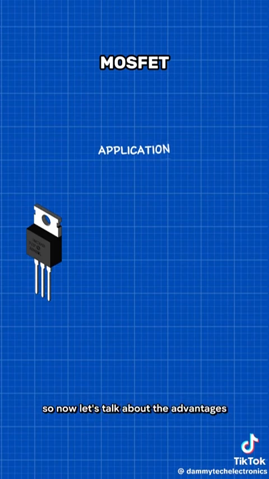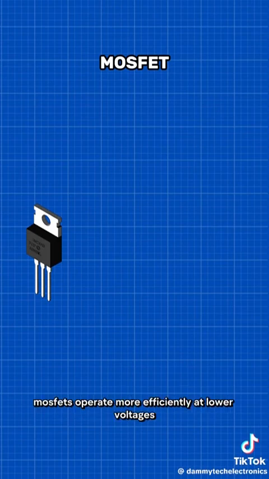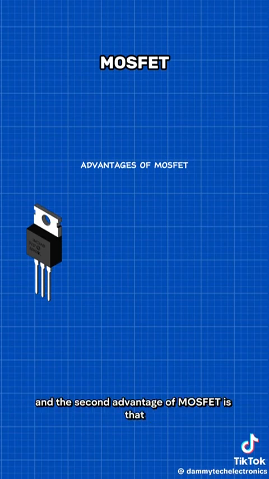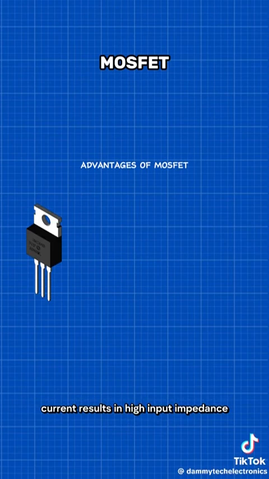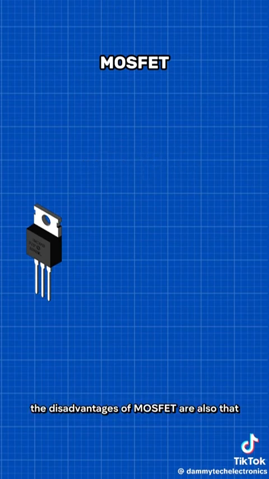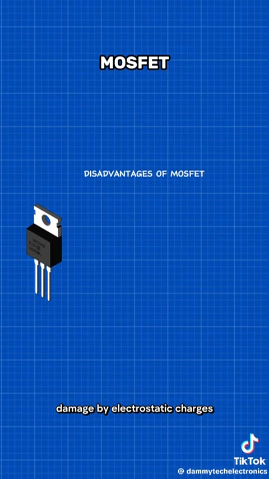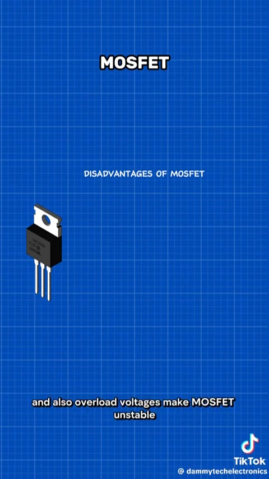So now let's talk about the advantages and disadvantages of MOSFET. The first advantage of MOSFET is MOSFETs operate more efficiently at lower voltages. And the second advantage of MOSFET is that the absence of gate current results in high input impedance, producing high switching speeds. The disadvantages of MOSFET are also that MOSFETs are vulnerable to damage by electrostatic charges due to the thin oxide layer, and also overload voltages make MOSFETs unstable.